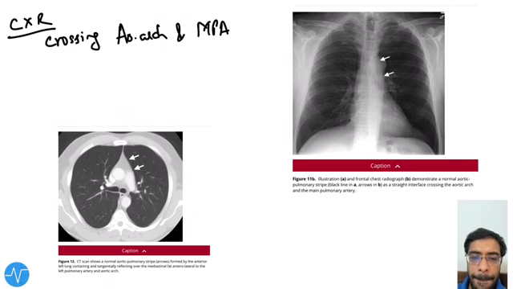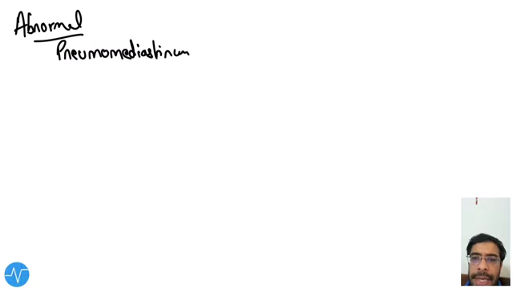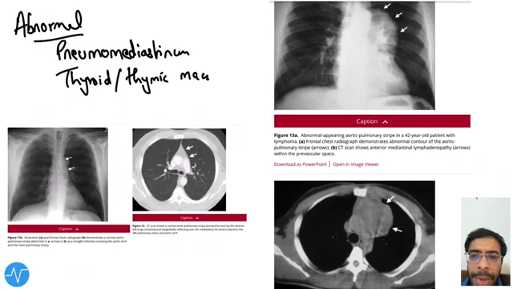An abnormal aortopulmonary stripe is seen in conditions like pneumomediastinum, thyroid or thymic mass. Same if abnormal convexity is present, then it suggests this pathology. On the left, we have a normal image of the aortopulmonary stripe, and on the right there is abnormal convexity.